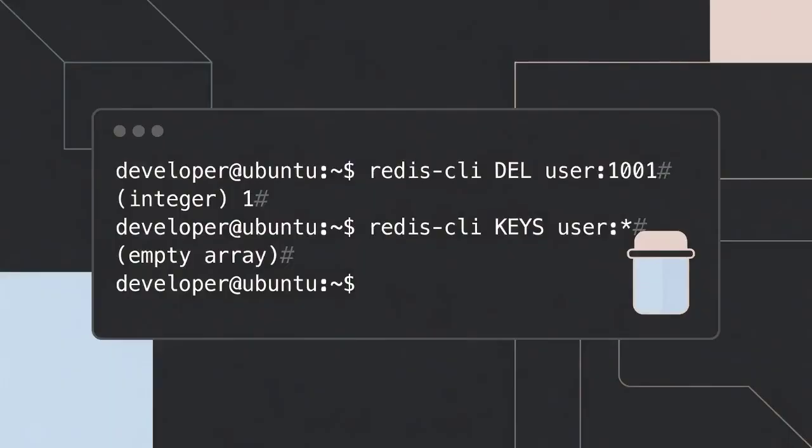Finally, DEL user 1001 removes the entire hash in one shot. All 3 fields vanish together because they belong to the same key. DEL returns the count of keys deleted, and a follow-up keys user asterisk confirms the key space is empty again.